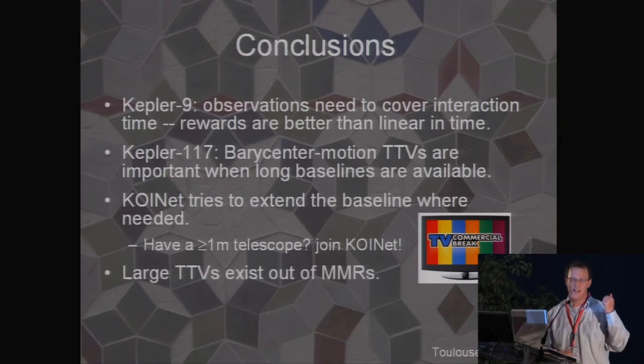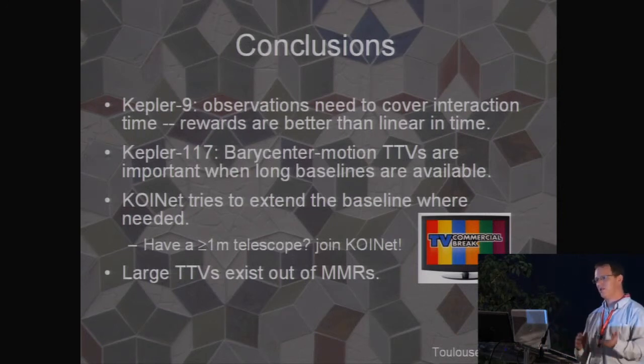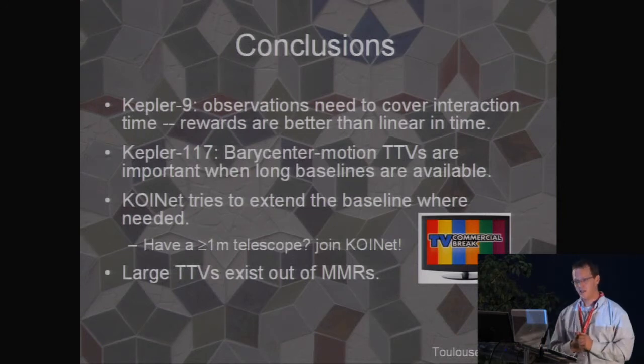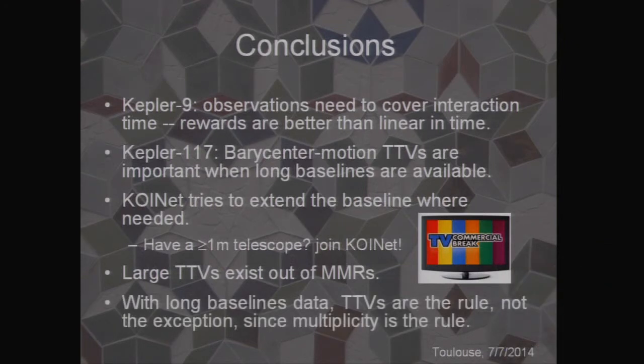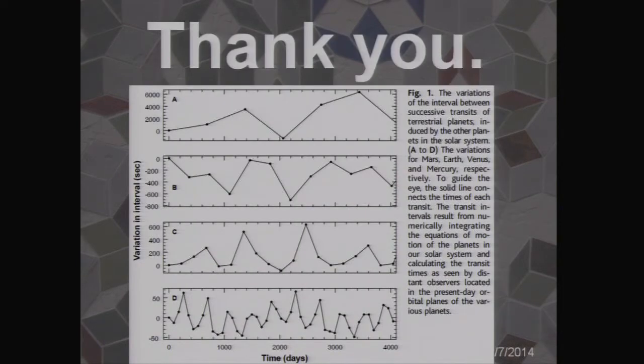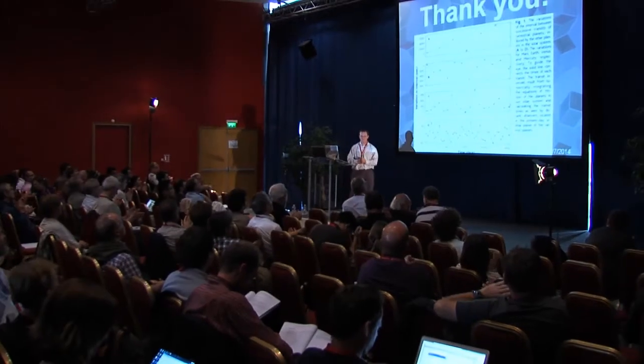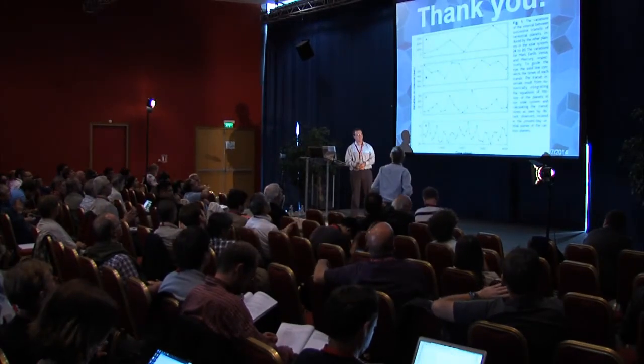Larger TTVs exist out of mean motion resonances, which is not what was seen till today. And when long baselines exist, TTVs are the rule, not the exception, because multiplicity is the rule. When you have long baselines and lots of planets, and indeed Kepler showed us that most systems are multiple, you will have TTVs eventually. I will leave you with the TTVs of the solar system as it would be observed by an external observer. Thank you.